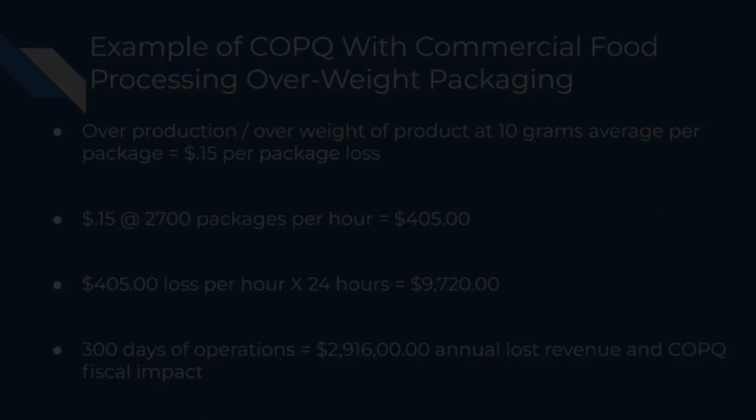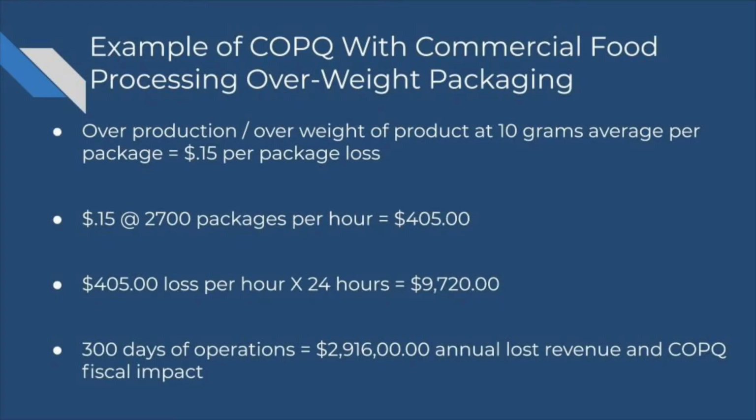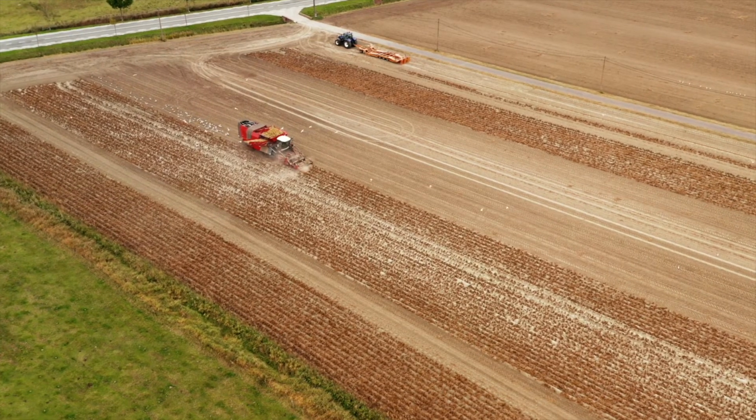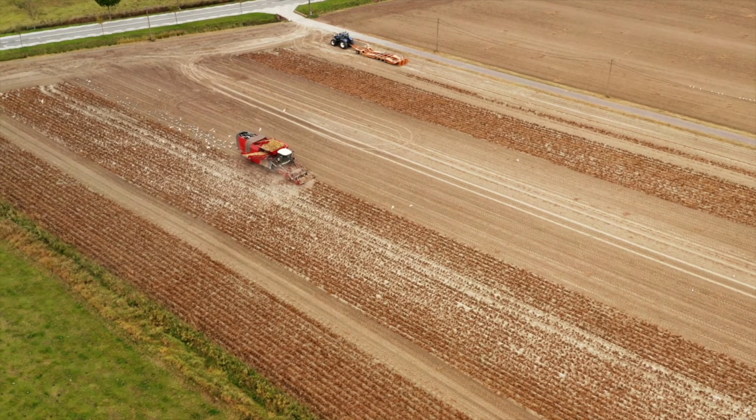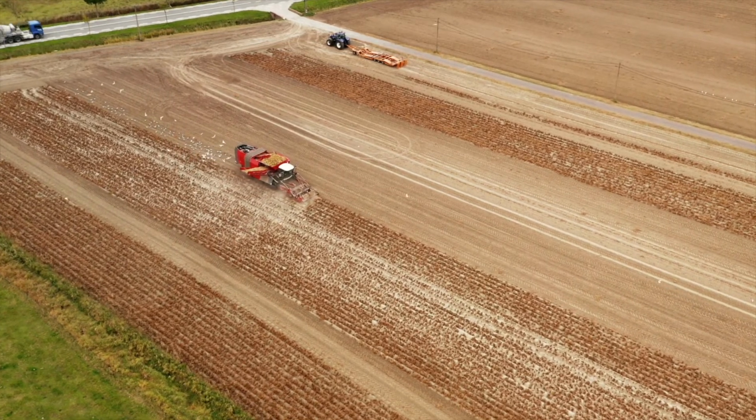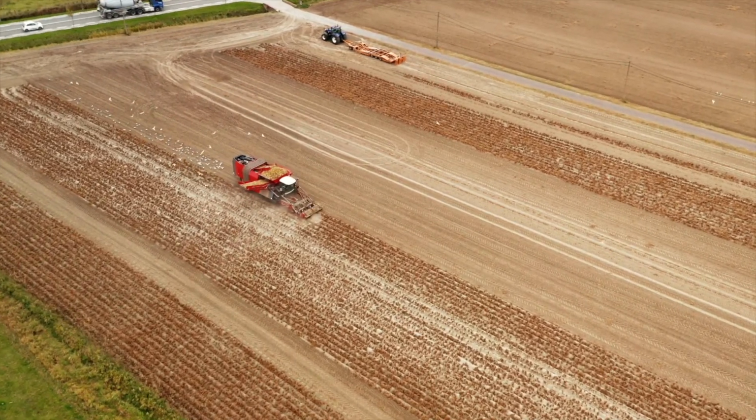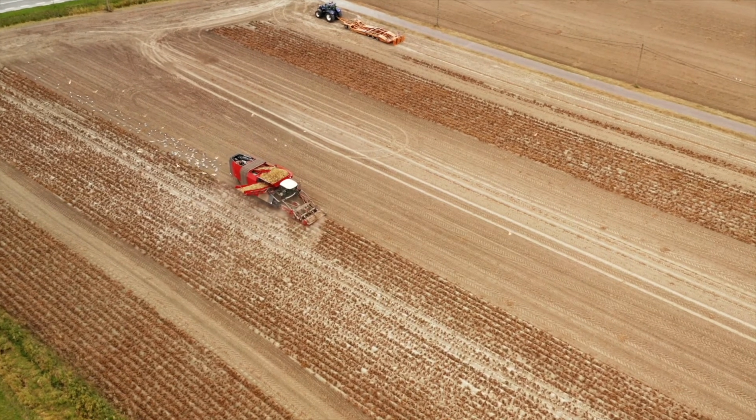And lastly, this is an example of cost of poor quality within the commercial food processing industry. If each of your packages is overweight by just 10 grams, at an average cost of 15 cents per package, and you're producing 2,700 packages per hour, that's $405 of overprocessing and lost revenue.